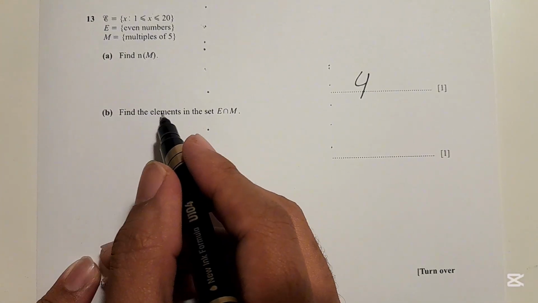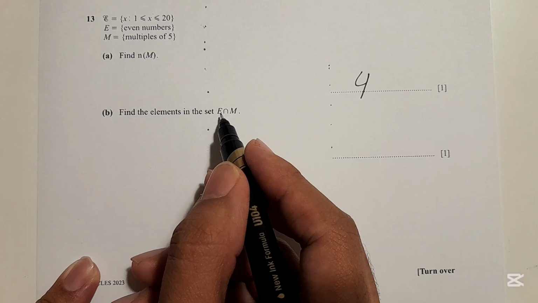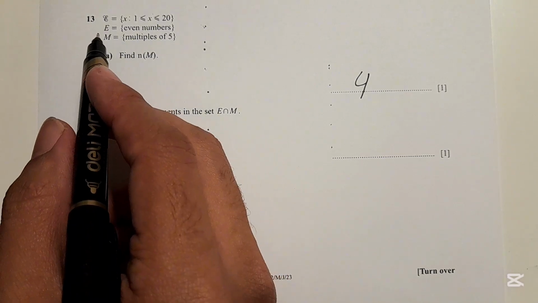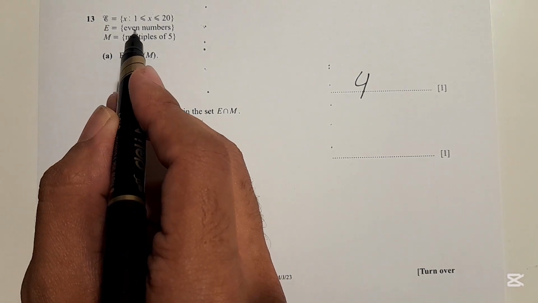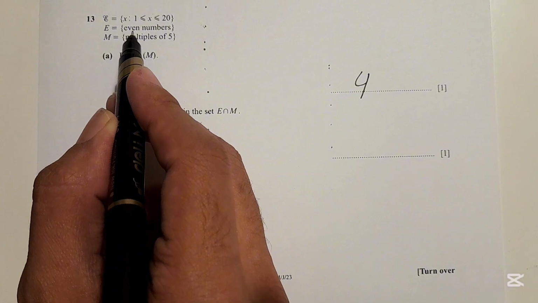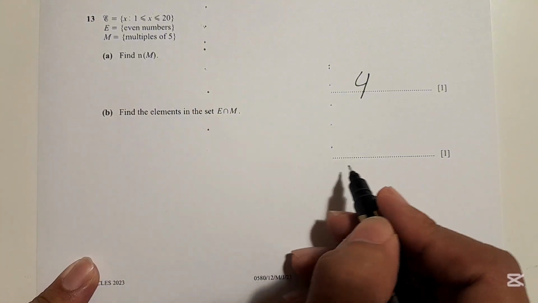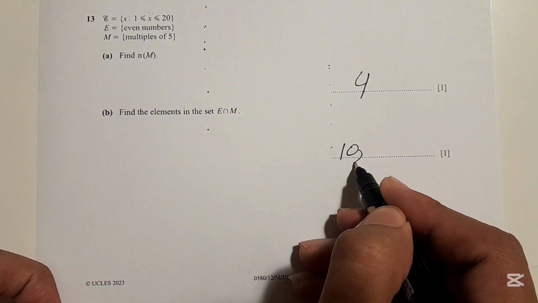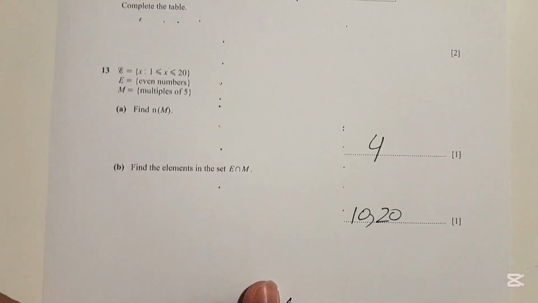Then find the elements in the set E and M. So E and M is all numbers that are both in E and M. So it will be 10 and 20. So 10 and 20 will be the final answer for 13B.